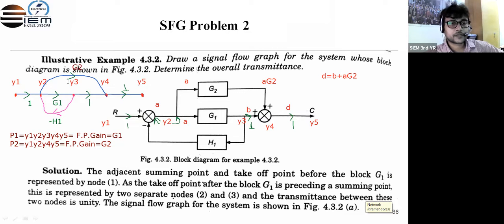Okay, g2. And what are the loops there? Now you see, there is one loop, that is y2, y3, y2. I'm just showing it with a diagram. There is one loop present here.